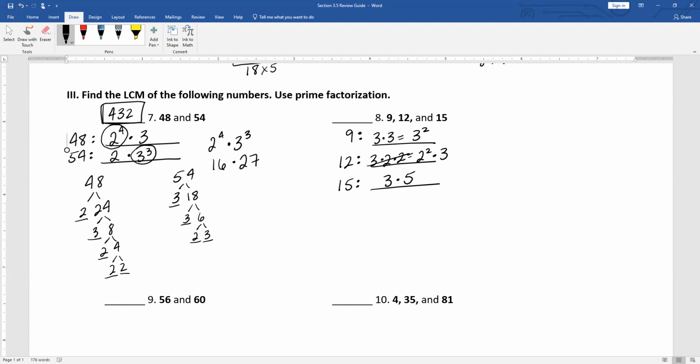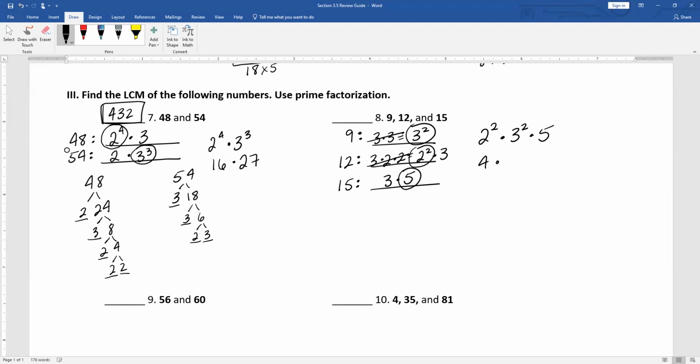So I'm going to mark through this since I duplicated it, so I don't confuse myself. And now I look at my factors. So I have 2, that's my smallest one, and I have only 1. So I'm going to take the 2 squared. There's a 3 in each one of these prime factorizations, but 9 has the 3 with the highest exponent. So I've got to include that one instead of the others. So that's 3 squared. And then there is a 5 down in 15. So I've got to make sure that gets added as well.